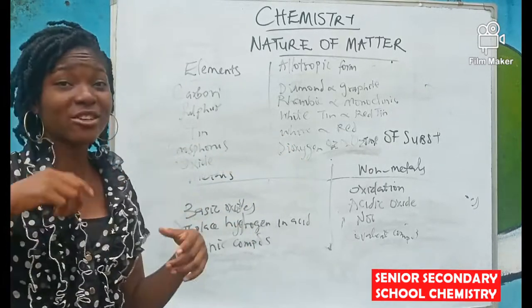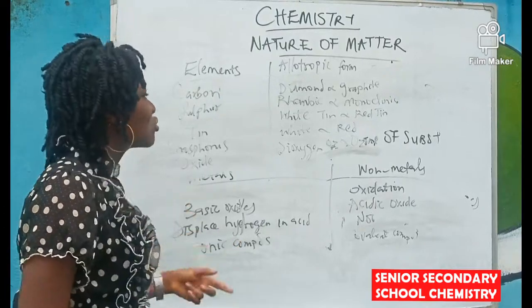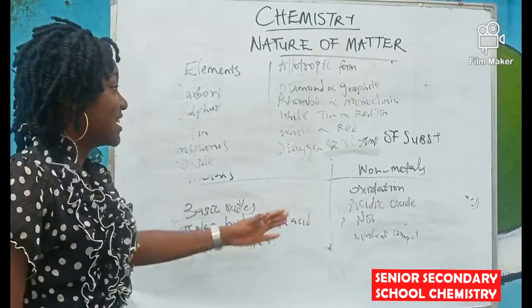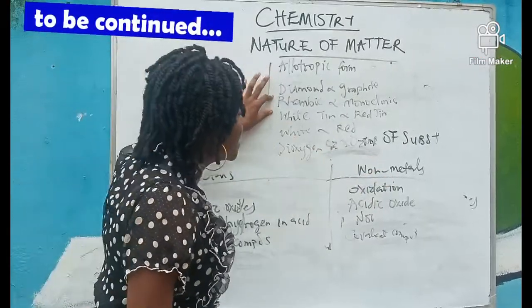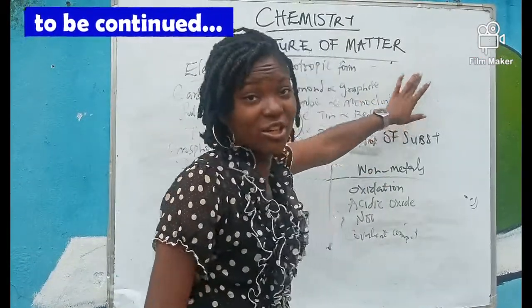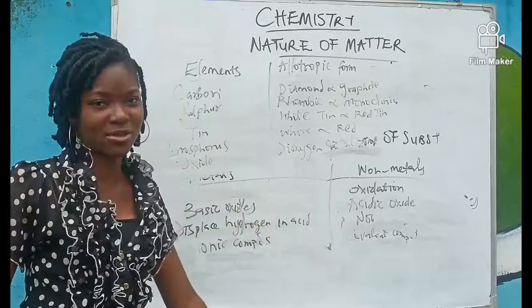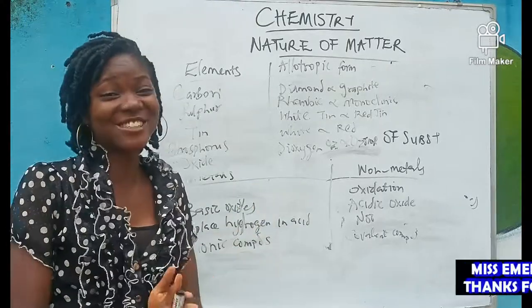So these are the allotropic forms of different elements. They can ask you the allotropic forms of sulfur. Don't say white sulfur and red sulfur. It's rhombic sulfur and monoclinic sulfur. It always comes out. Okay, so I'm going to stop here today.